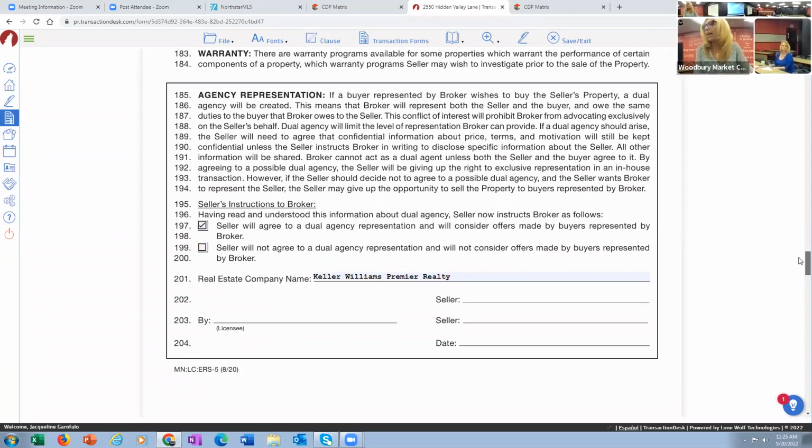And they'll have to prove that at title, because they're going to ask for a license, and they're going to ask for a social security card. If they don't have a social security number, you know, so, yeah. This one, the seller will allow dual agency rep, right?